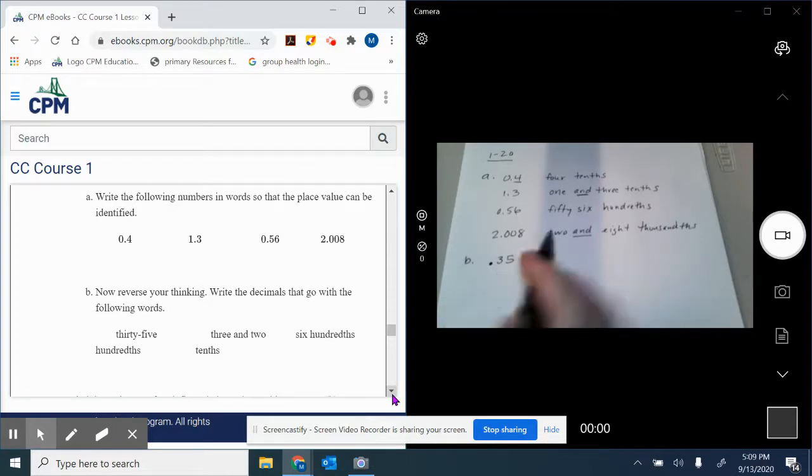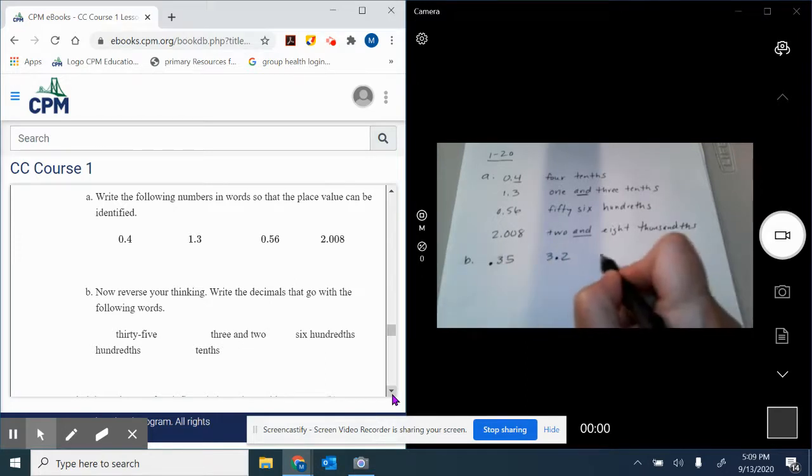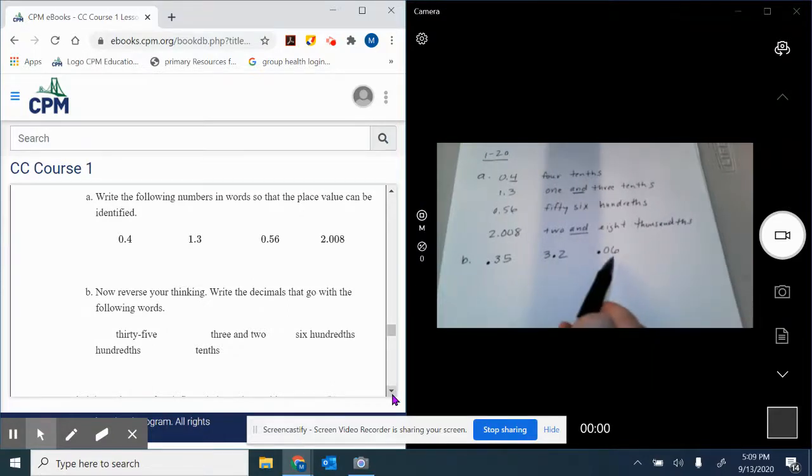The next one, 3 and 2 tenths. Tenths is my first decimal place. 6 hundredths. So tenths, hundredths. So if I'm going to write 6 hundredths, it's got to be 0.06 because when I say this, it's 6 hundredths.